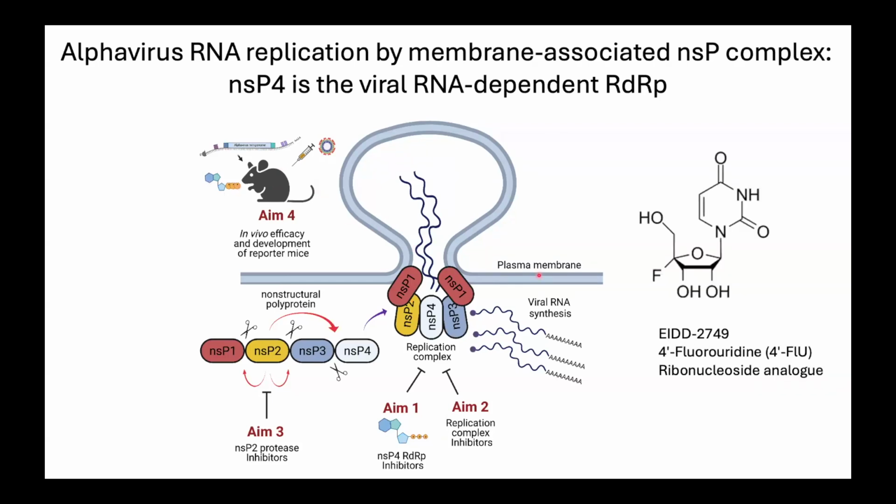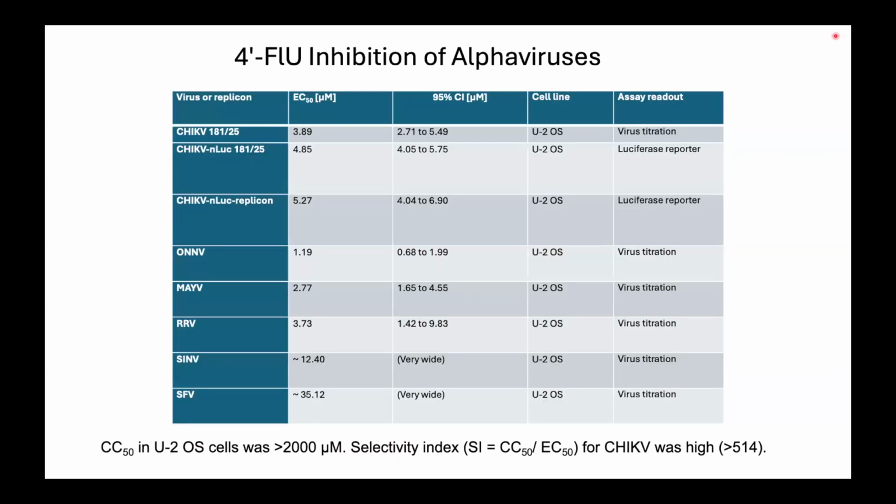So today we're going to really focus on a compound that was originally identified and developed by the Emory Institute for Drug Development. So rather than calling it 2749, I'll just call it 4-fluorouridine. It's a ribonucleoside analog. In studies from our lab, 4-fluorouridine was found to be a potent inhibitor of alphaviruses. We tried a bunch of different alphaviruses, and you can see that it had a high inhibitory efficacy, less so for Sindbis and Semliki Forest virus.